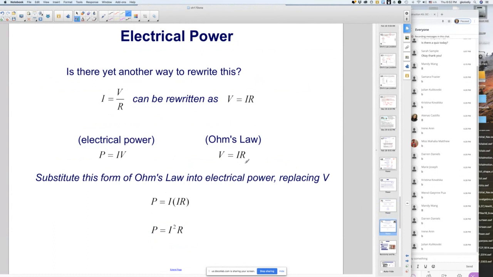Again, we have I times V, but V is equal to IR. So basically, if we plug that in for V over here, IR, we get I times IR, I squared R. So this is our third equation. And if you have to calculate any kind of power, you use whatever is available.